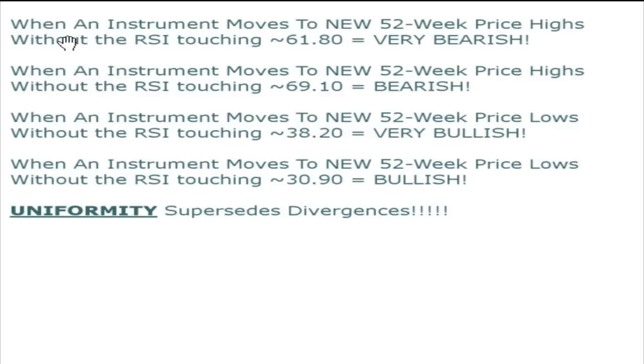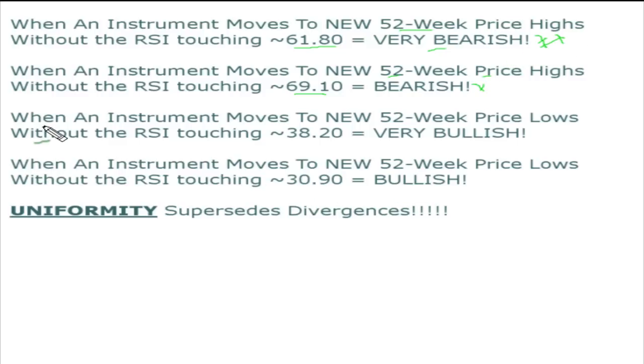And it is that when an instrument moves to fresh 52-week highs and yet the RSI does not touch 61.8, then this becomes very bearish. Also, on the other hand, when an instrument makes fresh 52-week highs in price and yet the RSI does not trade as high as 69.10, that's bearish. But this is the most bearish here.